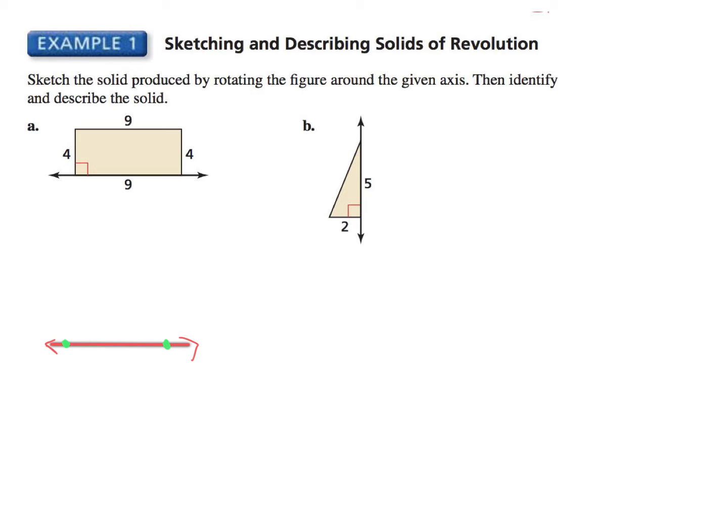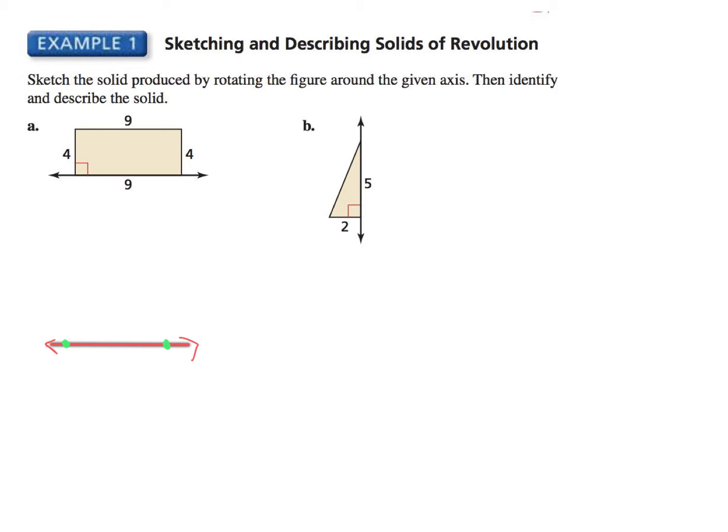So this first one we talked about, if you have a rectangle and you rotate it around an axis, you are going to create a cylinder. So for A, I've got my side length of 4 and my width, or height in this case, is 9 inches, or units, centimeters, whatever. We're just going to call it units.